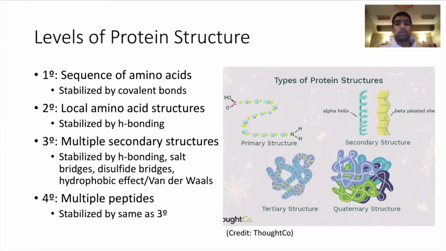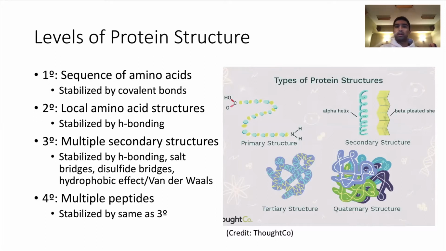Then the next level is secondary structure. So that's at the local level, between an amino acid and its nearest neighbors in the peptide. There's different structures. So you can see on the screen there's alpha helices and there's beta pleated sheets. Those are the most common ones.